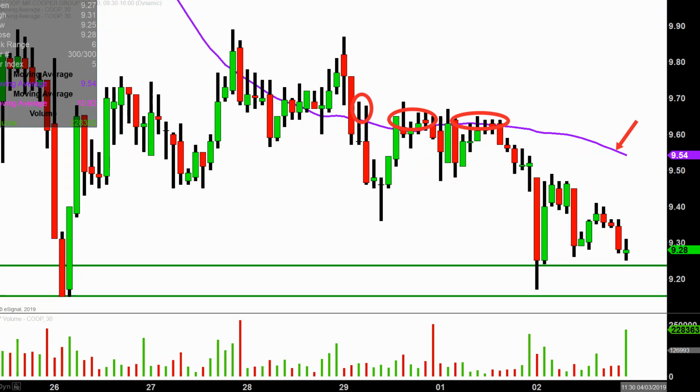But as of right now, top priority, and at least in my opinion, isn't necessarily breaking levels of resistance. It's more so just trying to stabilize and making sure that these levels down here at 925 and 915 can hold up. But we'll see how this one continues to play out on the week.